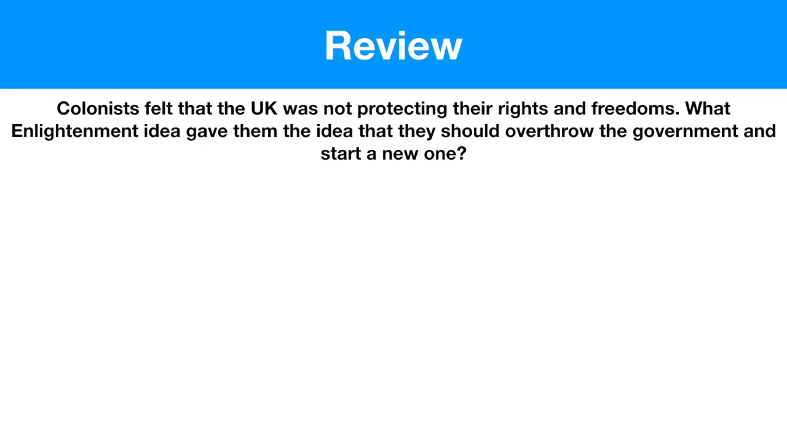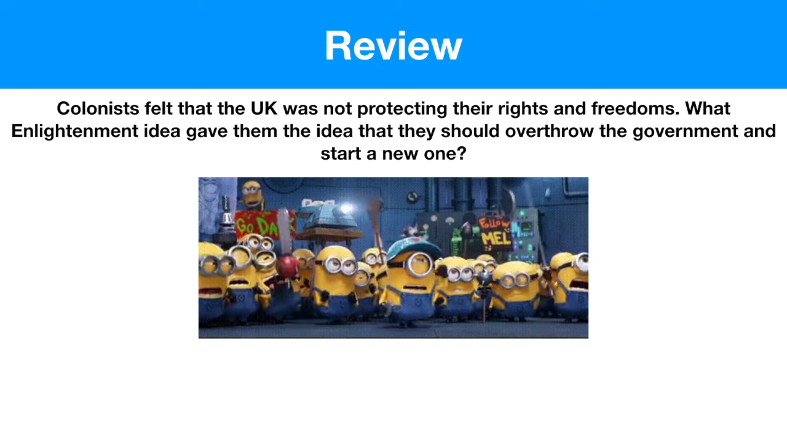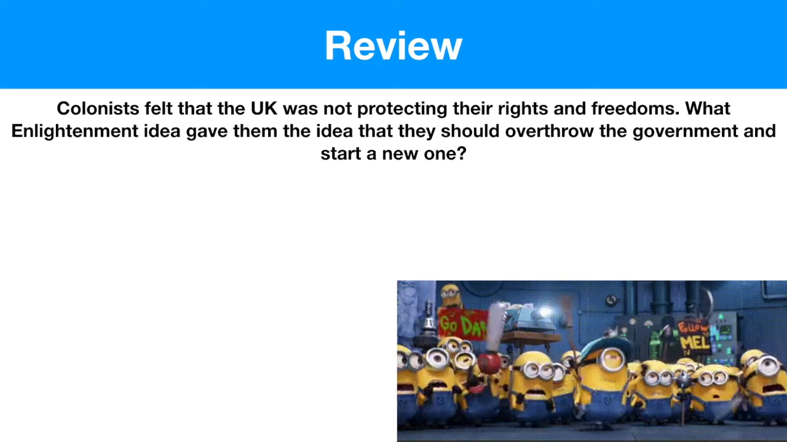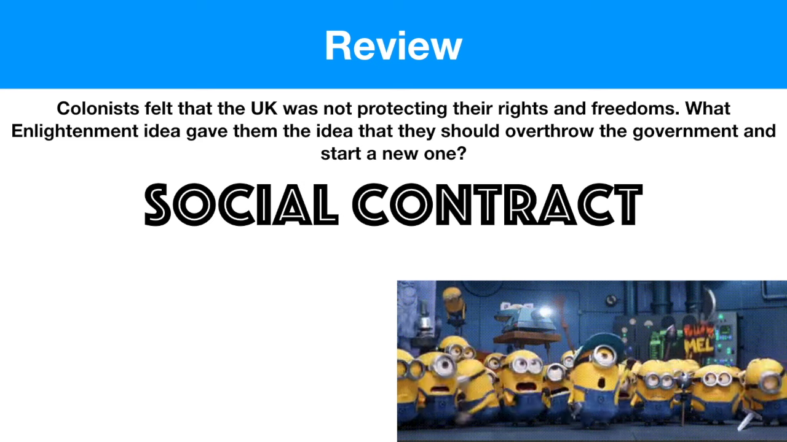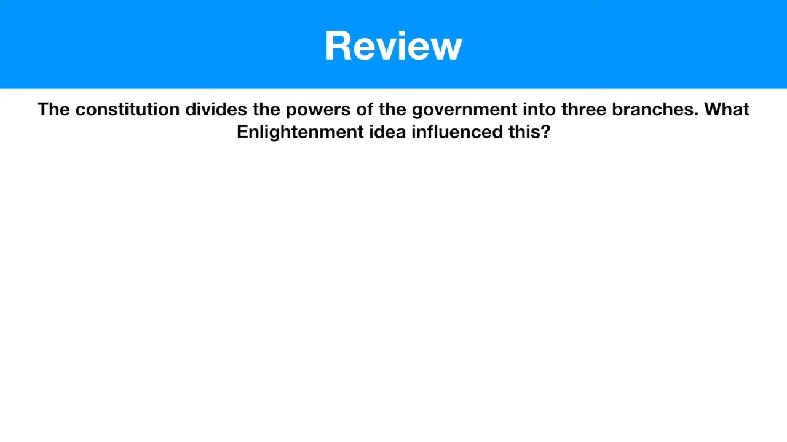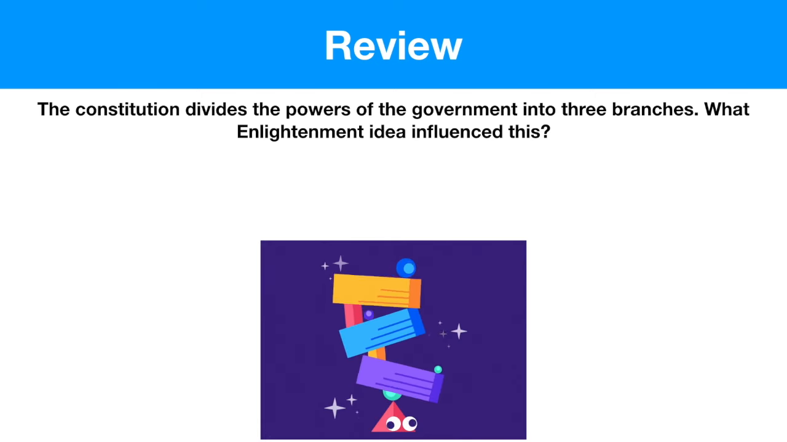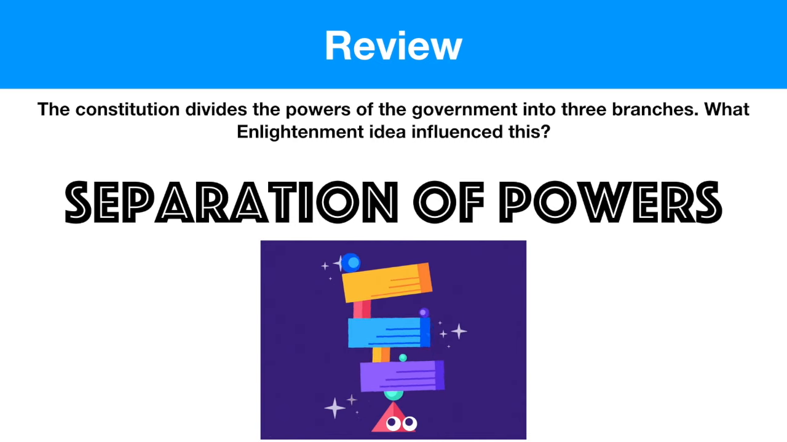Okay, let's review. So, when the colonists felt that the UK was not protecting their rights and freedoms, what Enlightenment idea influenced them to overthrow their government and start a new one? And the answer is the social contract. Remember, if the government is not protecting the rights that we give up, it's time to make a new one. Last review question. The Constitution divides the power of the government into three branches. What Enlightenment idea influenced this? And that would be the separation of powers from Montesquieu.